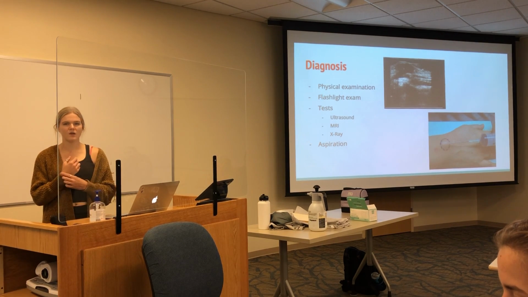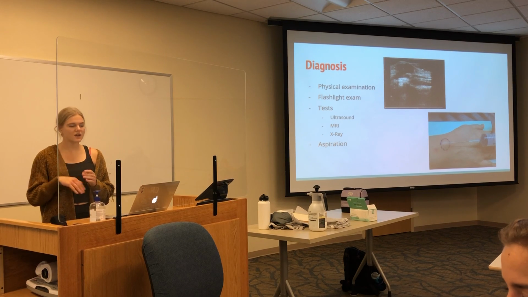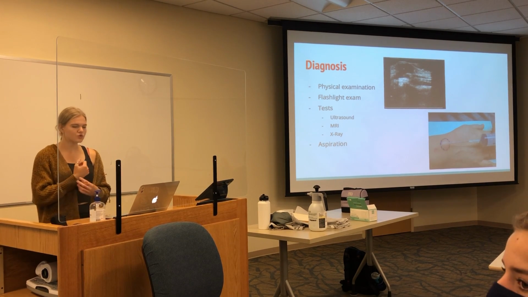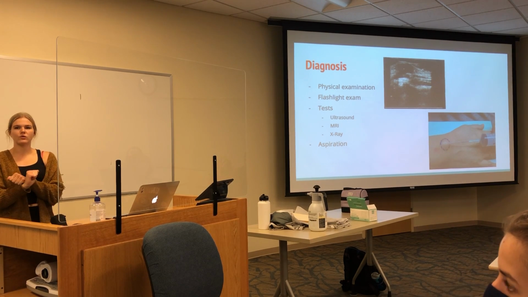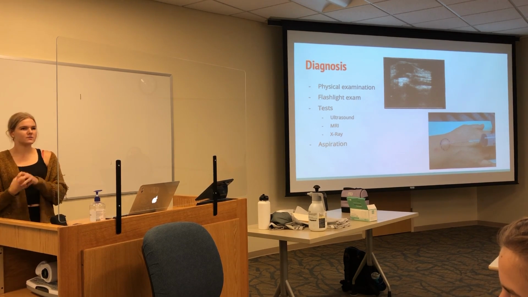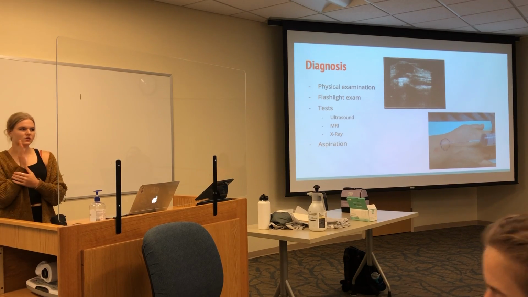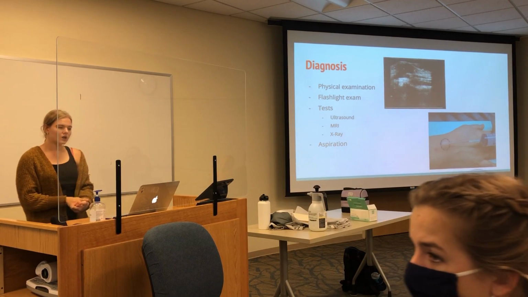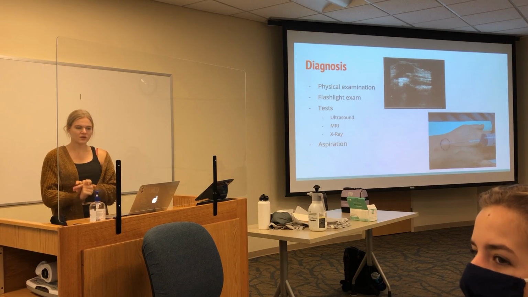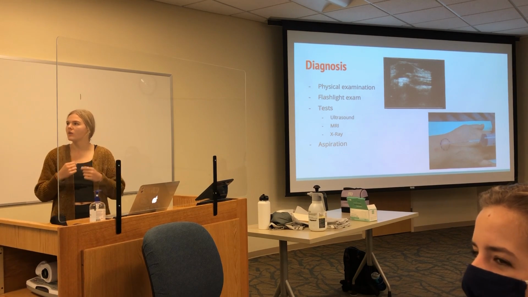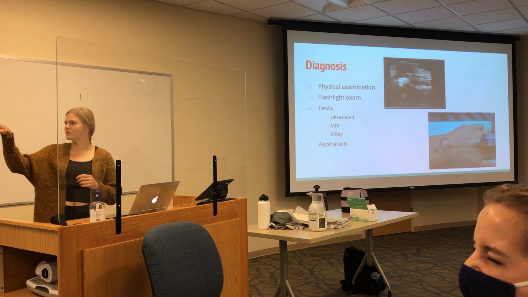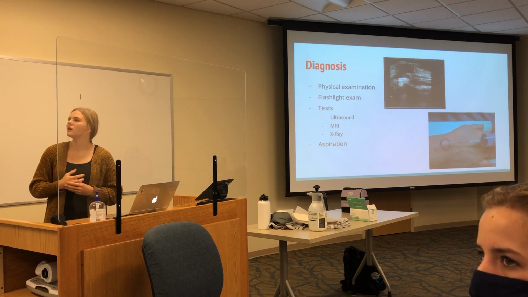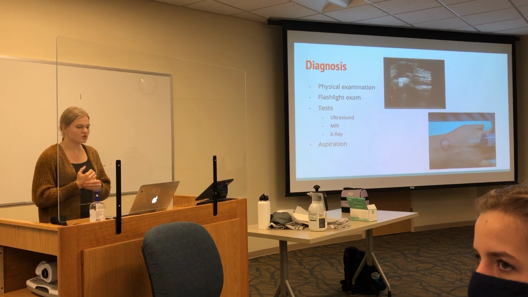They'll feel around, see where you're tender or in pain, and whether it's hard or soft. They'll do what's called a flashlight exam, so they'll shine a light through it, and if the light goes through, then they know it's not a solid mass, because it is fluid. Other tests are ultrasounds, and as you can see in the picture, the little black circle, the dark spot, is where the ganglion cyst is.